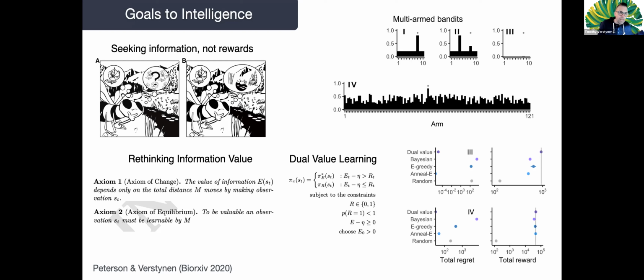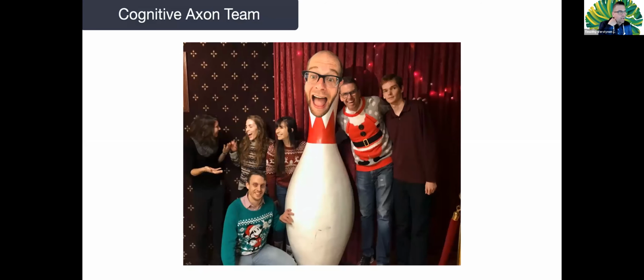So that's the goals of the COAX lab, this kind of structure-function relationship. And I just want to acknowledge, like I said before, this is all the work of my wonderful team. That is it. Any questions?